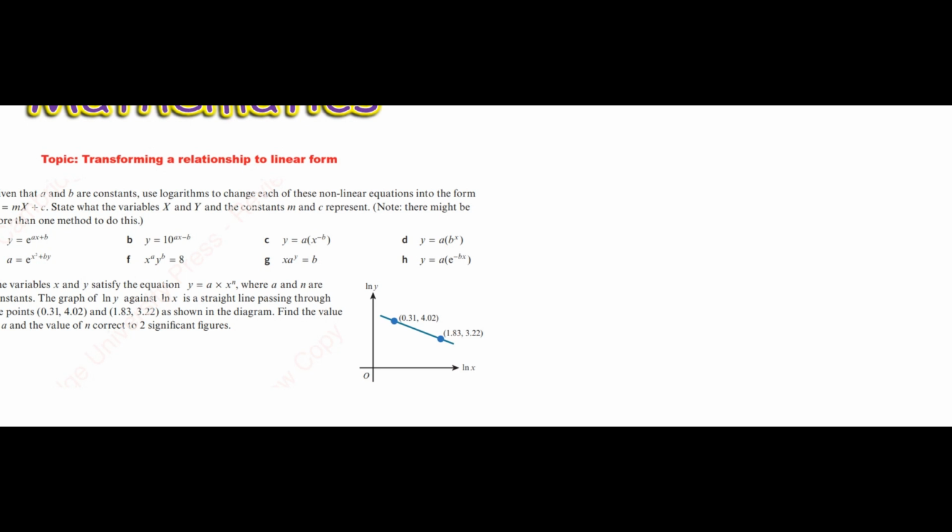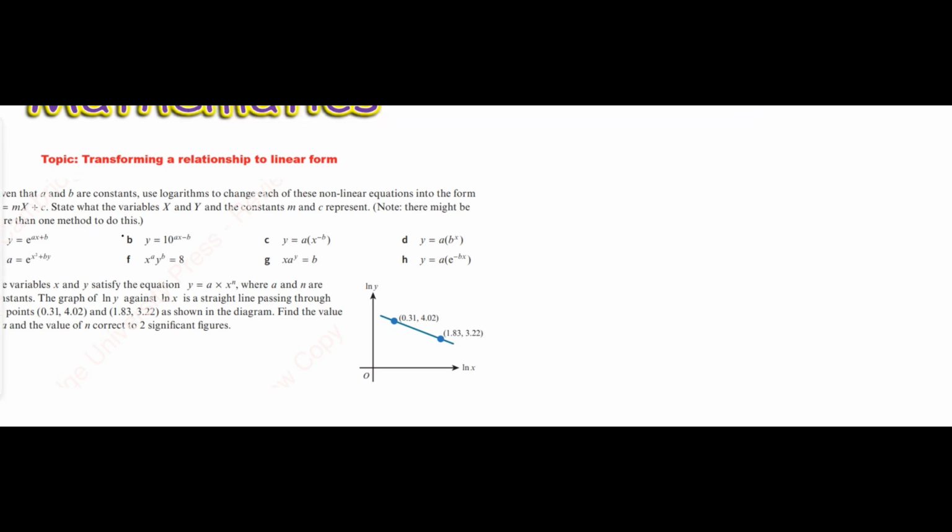For 1B, let's first read out the question. The question says, given that a and b are constants, use logarithm to change each of these non-linear equations into the form y is equal to mx plus c. State what the variables x and y and the constants m and c represent. We can have different methods to solve this. Let's see how to do that.